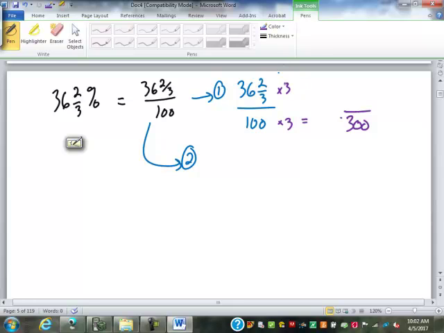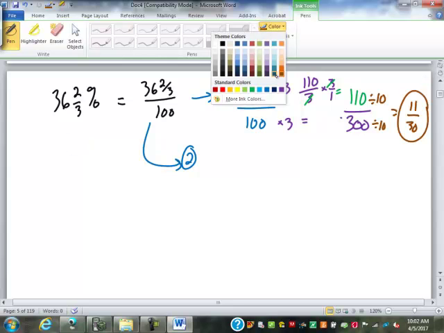36 2/3 times 3. Well, 36 2/3 has to be changed into an improper fraction. So 36 times 3 is 108, plus 2 is 110 over 3, times 3 over 1. I'm going to cross cancel the 3's. You don't have to. That just gives you 110. If you didn't cross cancel the 3's, you'd have 330 over 3. Then you'd do 330 divided by 3 gives you 110. So right now this is 110 over 300. Both of those can be divided by 10. Gives me 11/30. So 36 2/3% is the same as 11/30.